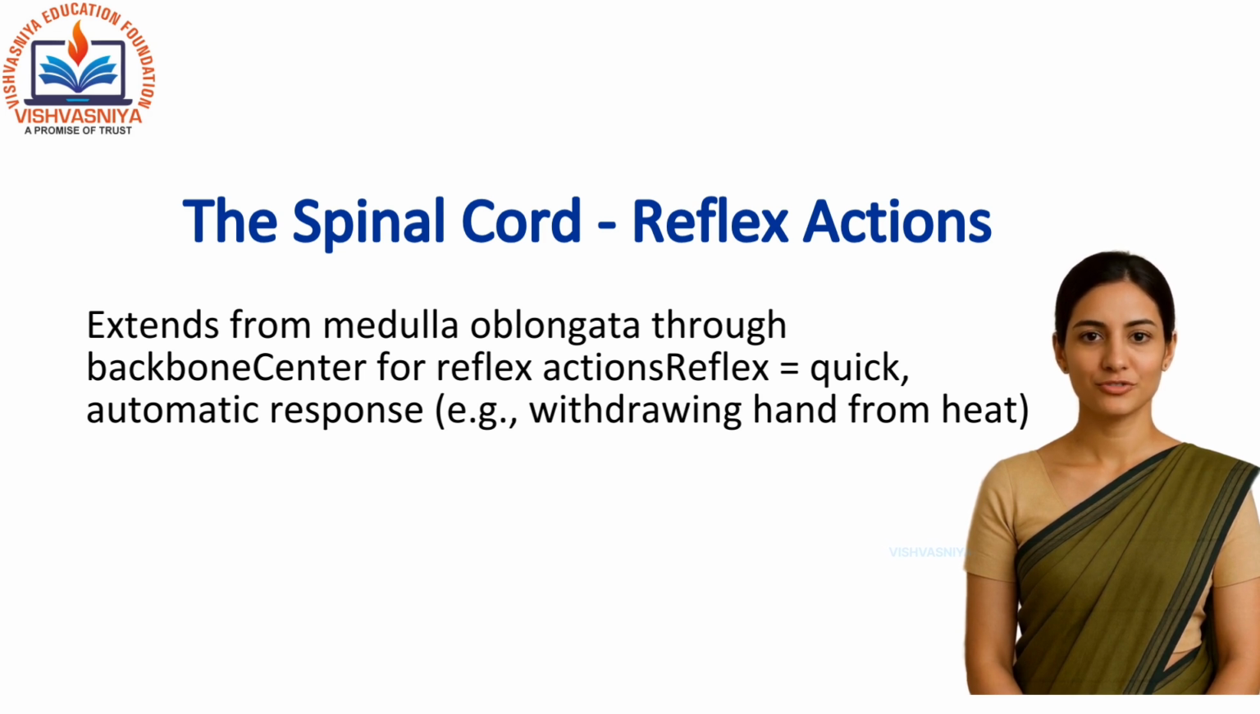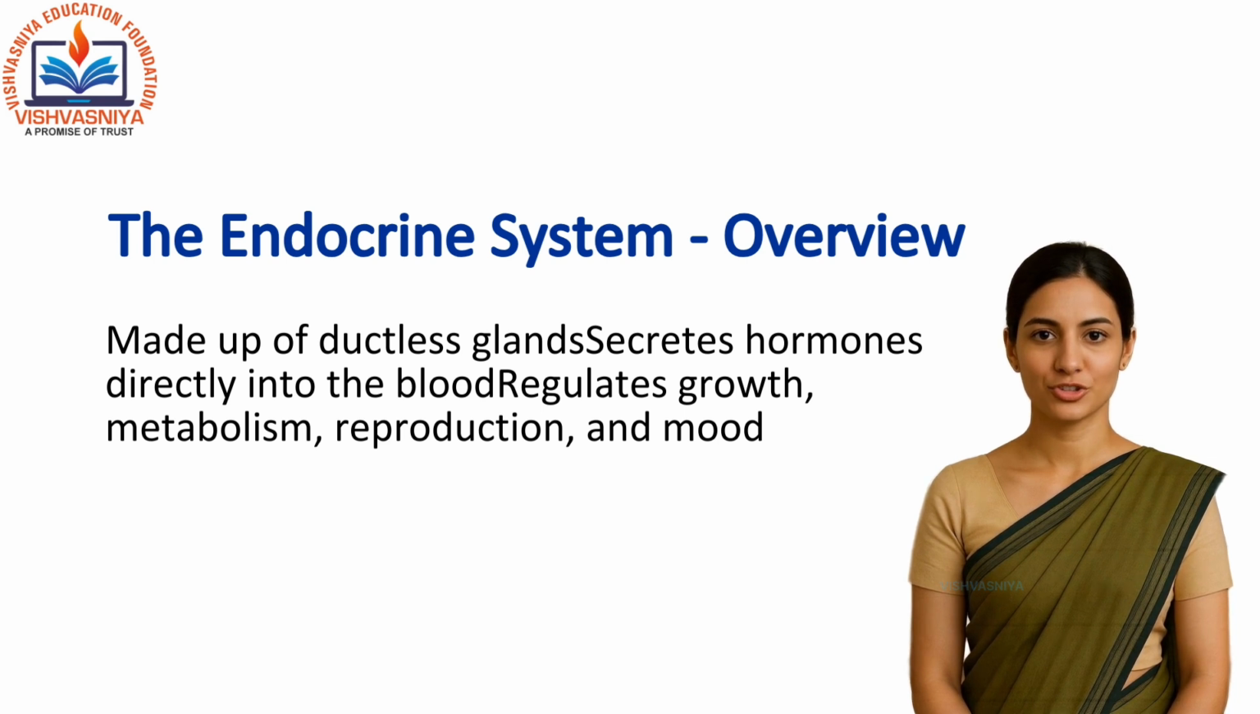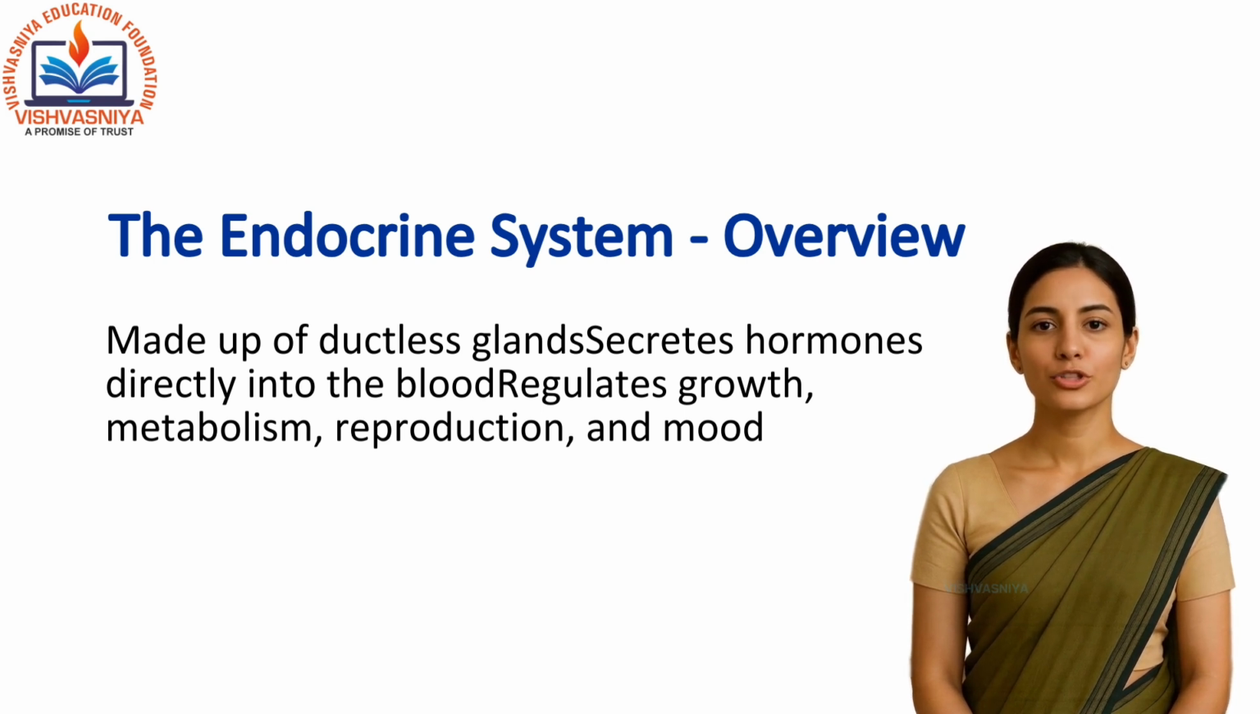The spinal cord extends from the medulla oblongata and runs through the backbone. It controls reflex actions, quick, automatic responses to stimuli. For example, when you touch a hot surface, you instantly pull your hand back, even before your brain reacts. Now, let's look at the endocrine system. It consists of ductless glands that release chemical messengers called hormones directly into the bloodstream. These hormones regulate growth, metabolism, reproduction, and emotions.